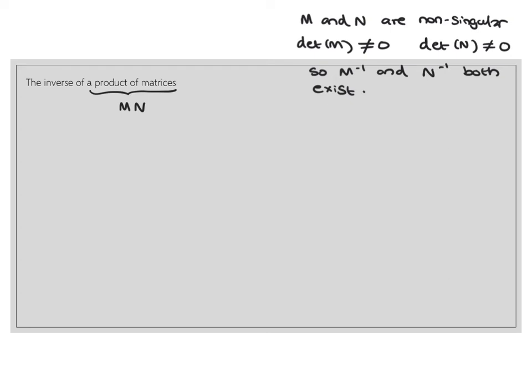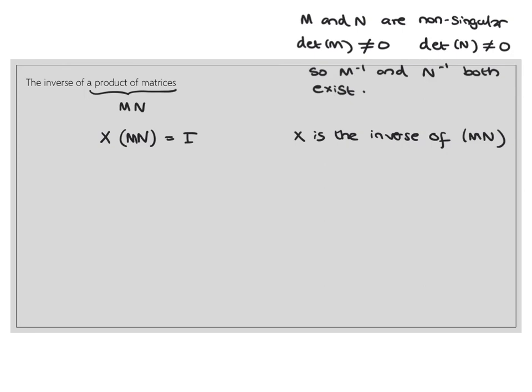So, let's imagine we apply MN, the order being N first and then M, so I suppose M is the pre-multiplier here, and let's call X the inverse of this product, so that X as a multiplier of MN results in the identity matrix. So X is the inverse of the product MN.